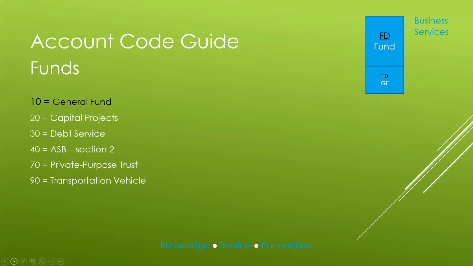30 is our debt service. So that's where we make the payments on the voted bonds. 40 is Associated Student Body, or ASB. There is a section 2 in the account code guide just for these codes. And that's the student-directed extracurricular activity. 70 is our private purpose trust. That's where we have scholarship funds. And then 90 is our transportation vehicle, and that's where we purchase buses.